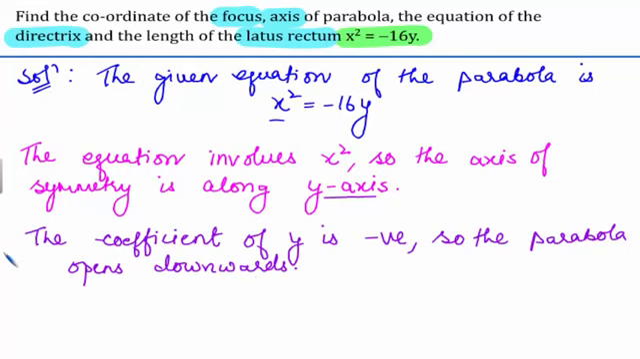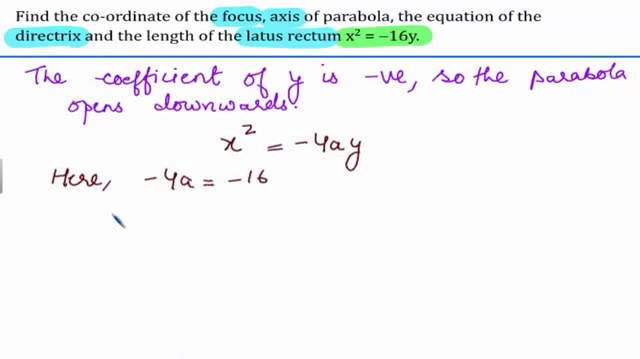Now, the general form of a parabola which is symmetric along y-axis and which opens downward is given by x square is equal to minus 4ay. Now, on comparing this with the given parabola, we see here that minus 4a is equal to minus 16. This implies that a is equal to minus 16 divided by minus 4, which is equal to 4.